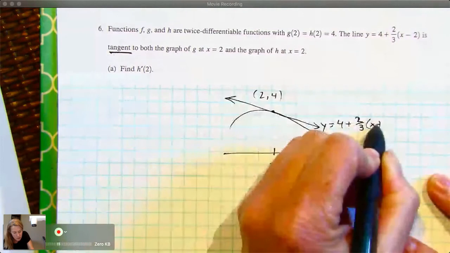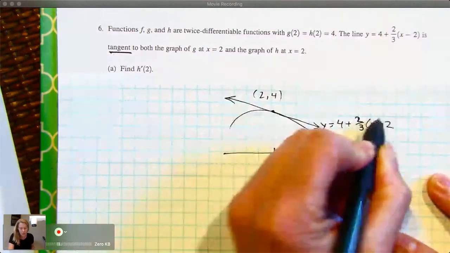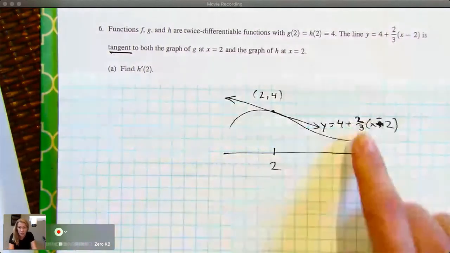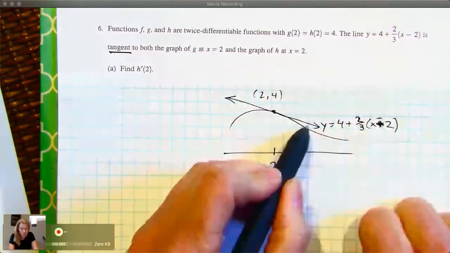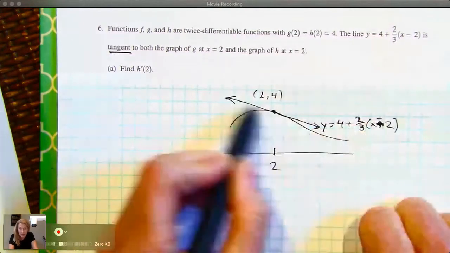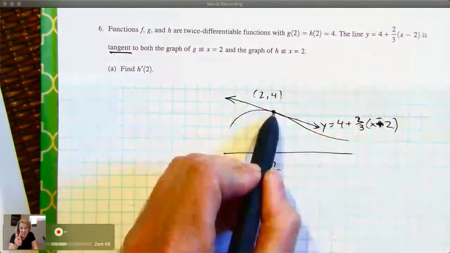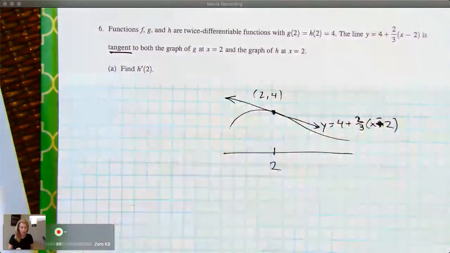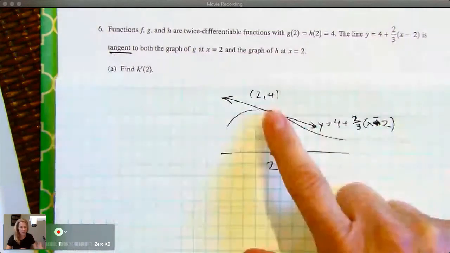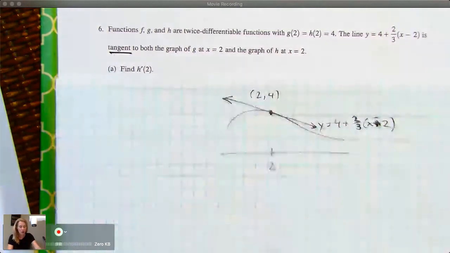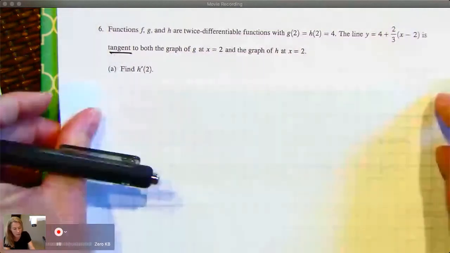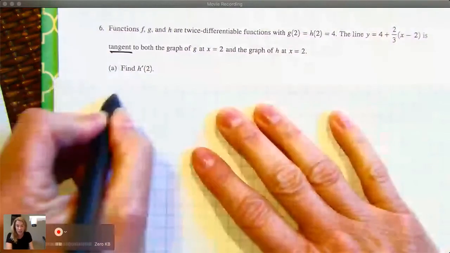We've got this tangent line, y equals 4 plus 2/3 times (x minus 2). We've got this tangent line here. And the whole point of a tangent line is that the slope of the tangent line is the same as that derivative, that instantaneous slope at that point. So, and I'm going to start fresh because this is not an accurate graph, just to give you the idea, h prime of 2 is, in fact, the tangent line slope.